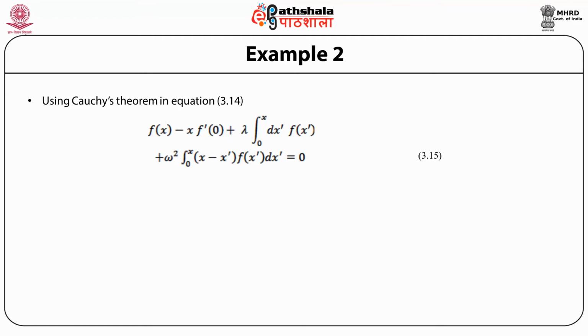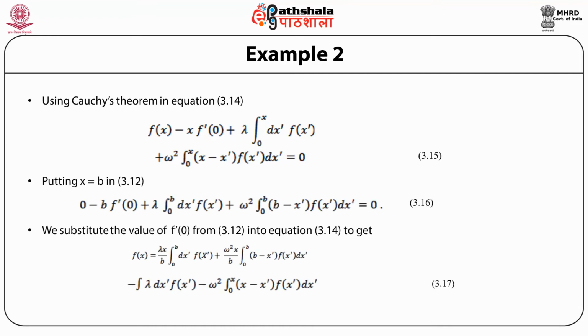Now putting x equal to b here, since f(b) is equal to 0, we get 0 minus b f prime(0) plus lambda integral 0 to b dx prime f(x prime) plus omega square integral 0 to b of (b minus x prime) f(x prime) dx prime is equal to 0.